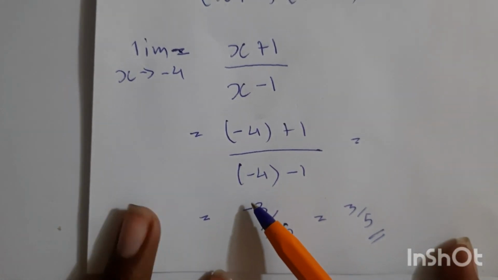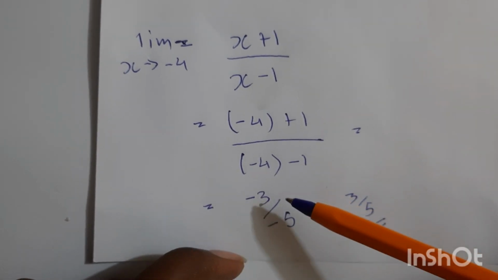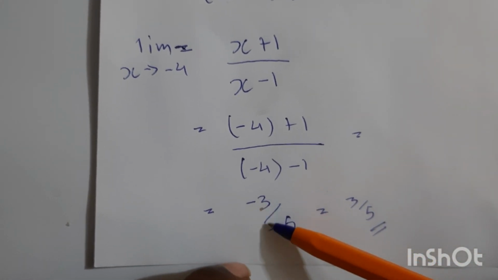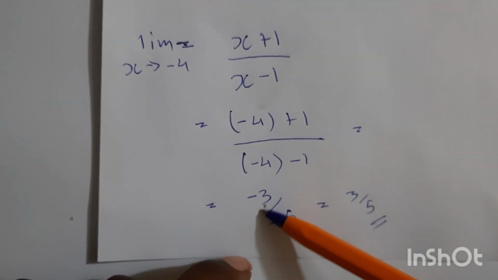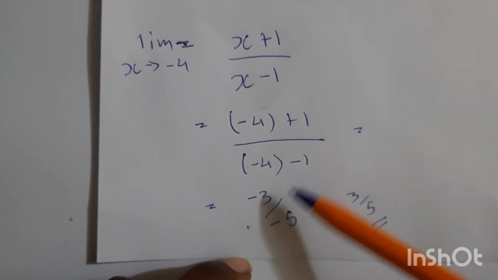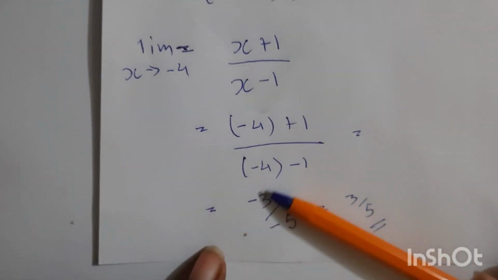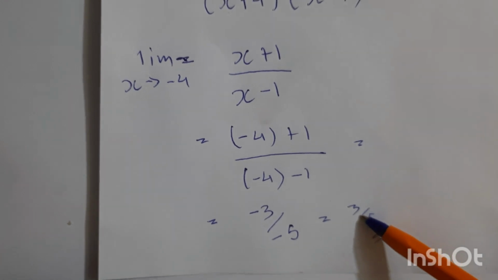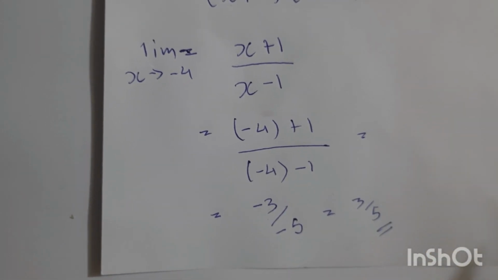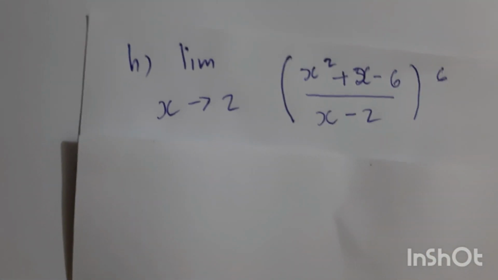So we end up with -3 over -5, and because the negatives will cancel out, it will be 3 over 5. And that is the answer to the question.